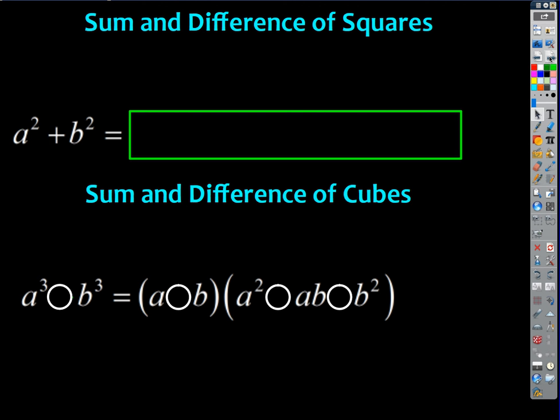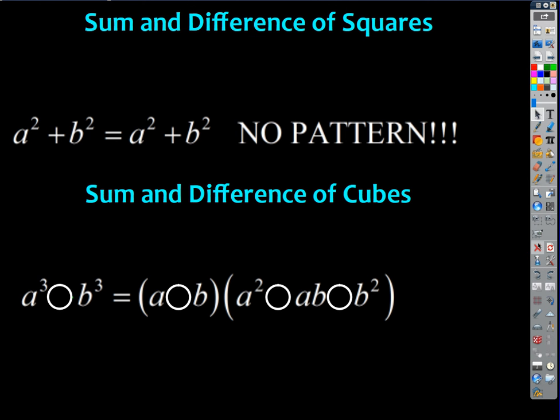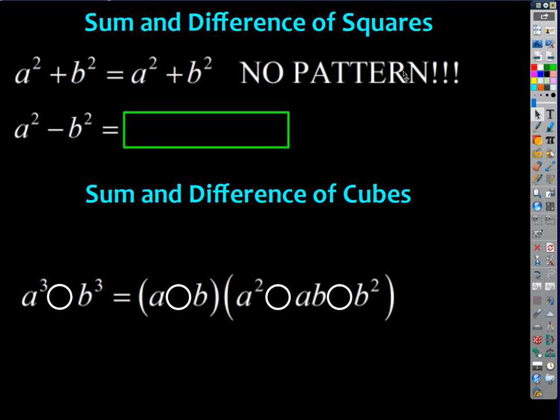Okay. Well, the factoring patterns for sums and differences of squares are pretty straightforward, right? A squared plus b squared, there's no pattern. Nothing comes out of that. It doesn't factor. Okay. What about a squared minus b squared? That one we know. What does the difference of squares always factor into? Do you remember? We haven't officially talked about it, but we've used it before.